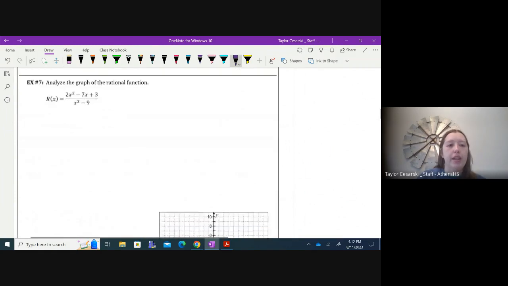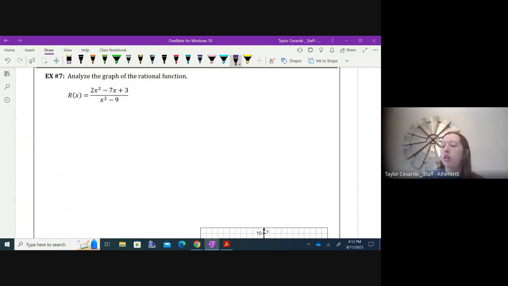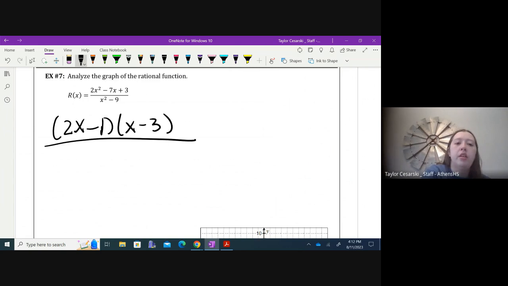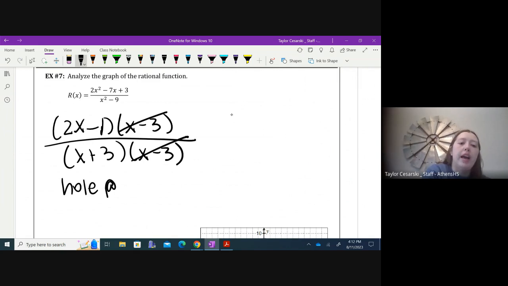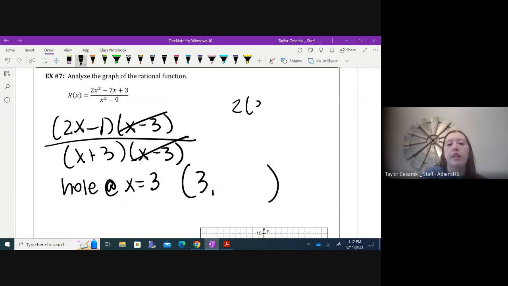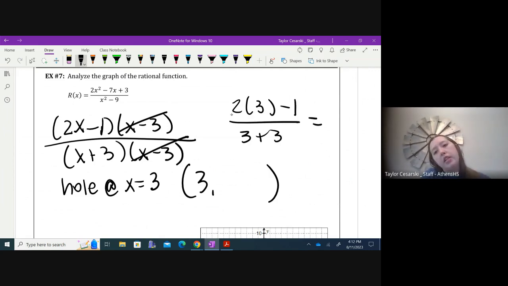I'm going to go ahead and factor it first. So when I go to factor this, I get (2x minus 1)(x minus 3), and then (x plus 3)(x minus 3). So again, this cancels out, so I have a hole at x equals positive 3. To find the y coordinate of the hole, I'm just going to plug that in. 2 times 3 is 6, minus 1 is 5 over 6. So that should be 5/6.